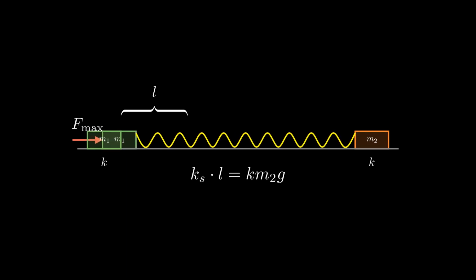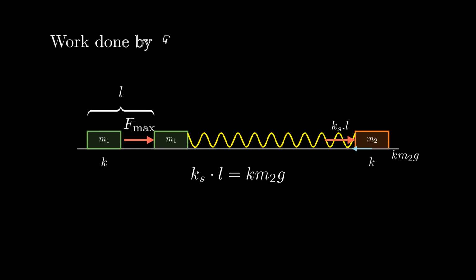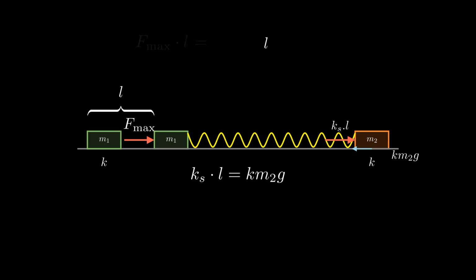Now let's apply the energy conservation on the system. The net work done by F equal to F max on the system is equal to F max times L. Now this work done gets divided into two parts.